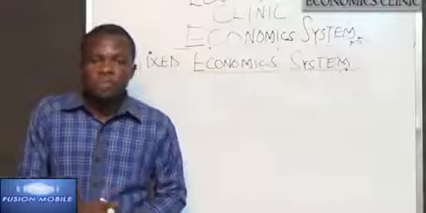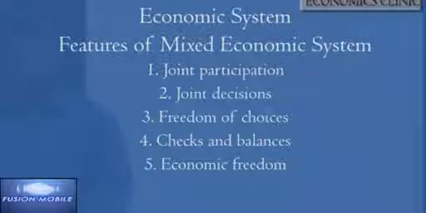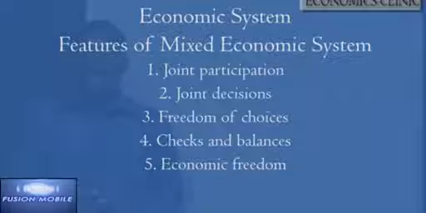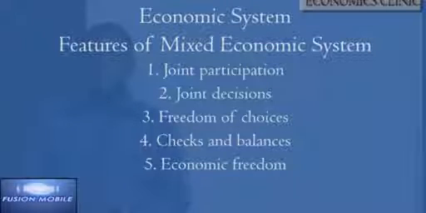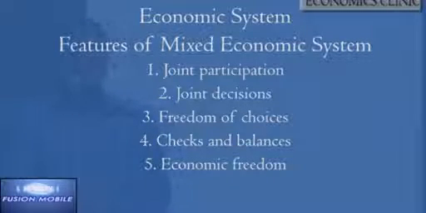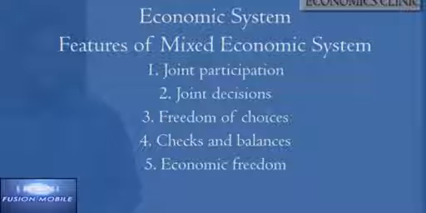Now, features of mixed economic system. Number one, joint participation. This is the participation of both private individuals and government. Next one is joint decisions. The decisions of the economy are made by both the government and the private individuals. Next one is freedom of choices. Individuals have the right to choose from any of the listed ones they desire.